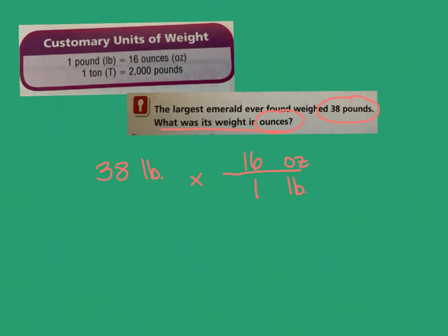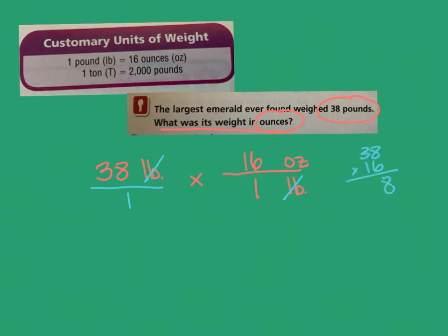And now I can simply do my multiplication, change that to a fraction, go ahead and cancel out the labels because they cross-reduce each other out. Multiply straight across. 38 times 16. If only it was metric system, I wouldn't have to do this multiplication.